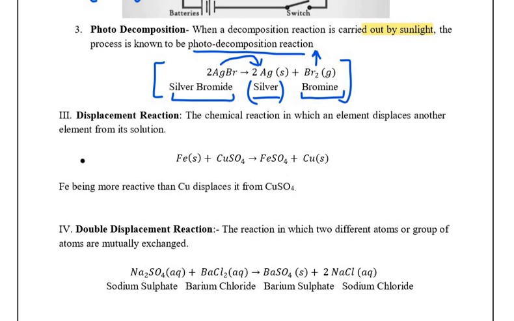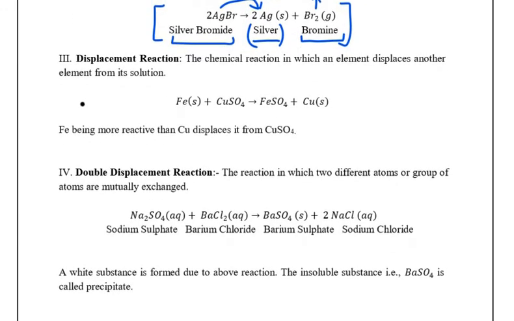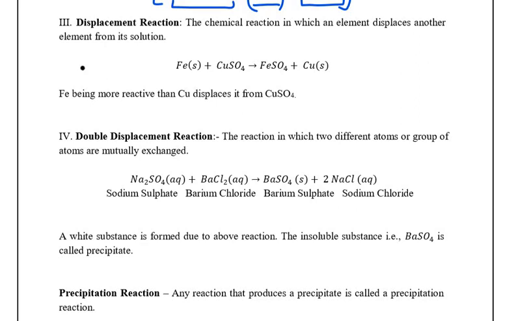Now the next is displacement reaction. In displacement reaction, this you have learned in class 8. This is very easy actually. A chemical reaction in which an element displaces another element from its solution. Now we have two things here. First one is an element. Why element? Because it is made up of a single atom, that is Fe. And the other one is a compound. So in the compound we have copper as metal, and in the element we have Fe.